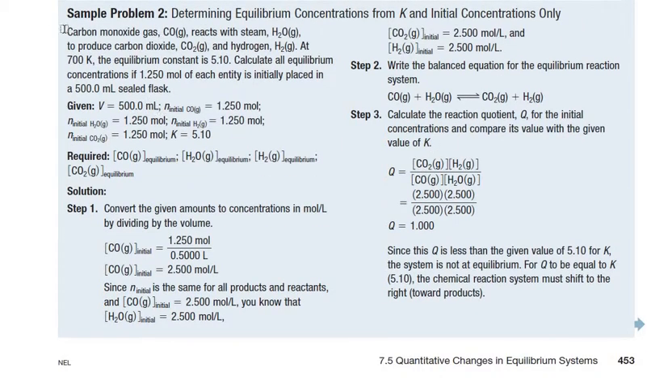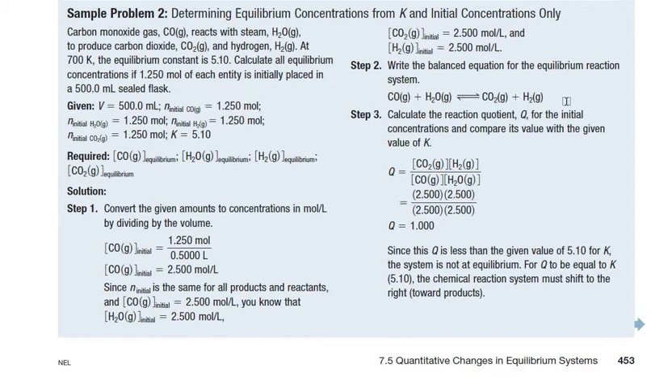In this case we have carbon monoxide gas, CO, reacting with steam, which is H2O, to produce carbon dioxide, CO2, and hydrogen at 700 Kelvin. The equilibrium constant is 5.10. So K is given. Calculate all equilibrium concentrations if 1.25 mole of each entity is initially placed in a 500 milliliter flask. So we need to write the equilibrium reaction, the reaction of carbon monoxide and steam. We have here CO plus H2O gives us CO2 plus H2.